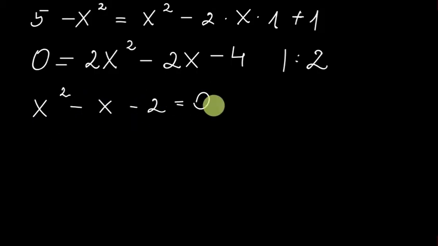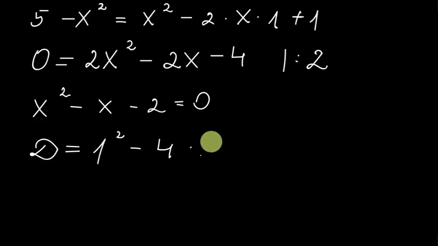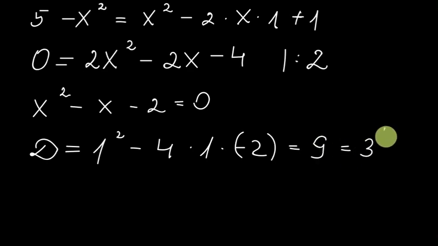Now once it's reduced, we could use Vieta's theorem, but I already used it earlier in the video, so let's just use discriminant this time. So discriminant would be b squared minus 4 times 1 times minus 2.